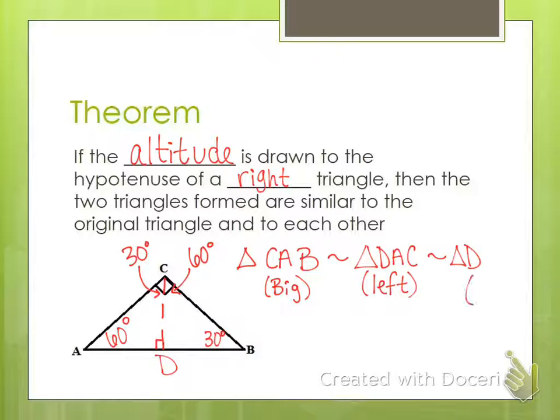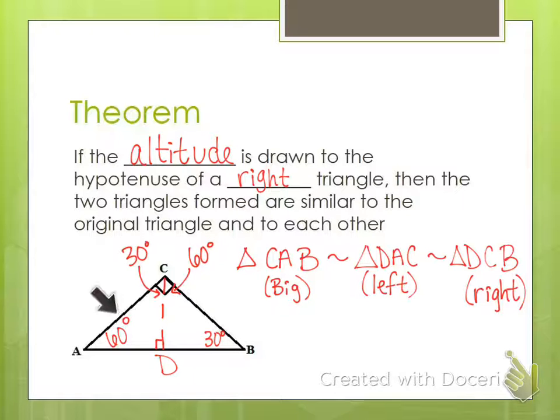Now we'll finish naming the right triangle. Okay, we started with the 90-degree angle, then we went to the 60-degree angle. So for the right triangle, my 60 degree is at C, and my 30 degree is at B. Again, notice the C's are in different spots, but they're still similar.